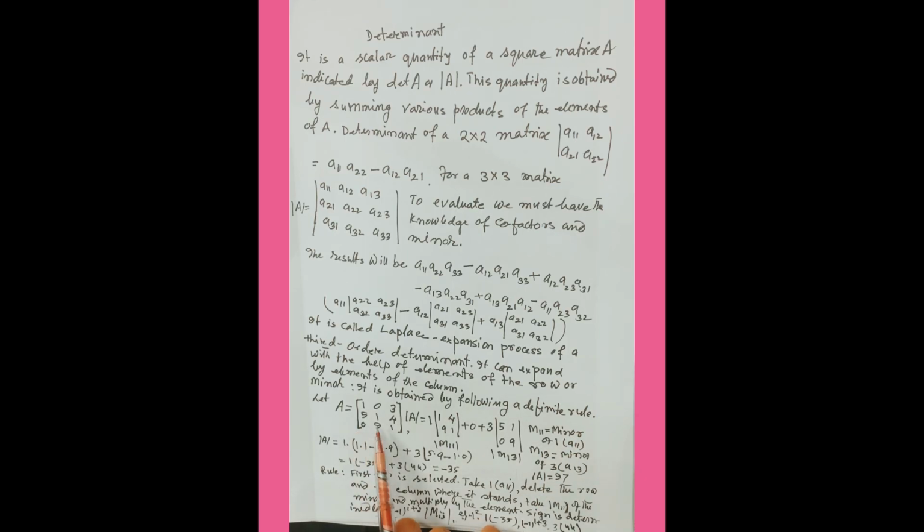Suppose A is this matrix. Determinant of A is equal to 1 into determinant of 1 4 9 1, plus 0 multiplied by this, 0, so no need, and plus 3 into, if we delete this row and this column, it will be 5 1 0 9. So this is M11 and this is M13. This is minor 11, minor 13. So determinant of this multiplied by 3, determinant of this multiplied by 1, and so on. I have shown here, ultimately, after simplification, the determinant of A will be minus 35.